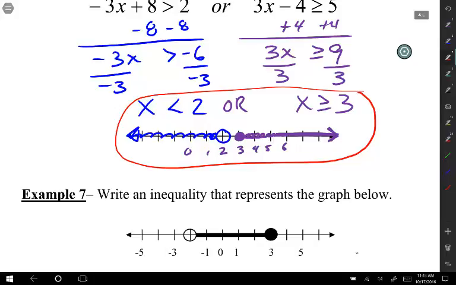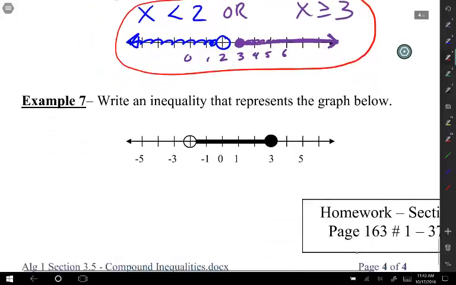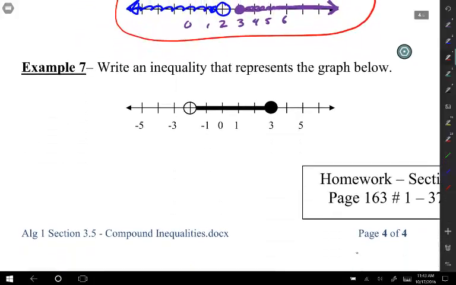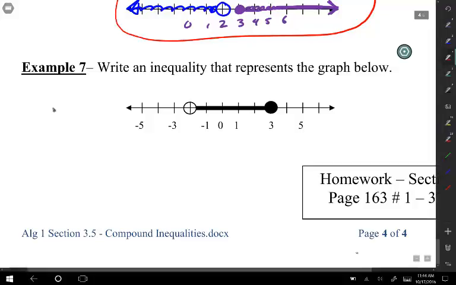Okay, down to our humdinger, our challenge problem. Tell me about this inequality. Does it look like it's shaded in between, or does it look like it's shaded kind of out? In between. So, from what we just learned, is this a conjunction or a disjunction? Conjunction. Do you remember what kind of inequalities a conjunction has? Okay, it's an and statement. Yes, it is an and statement.